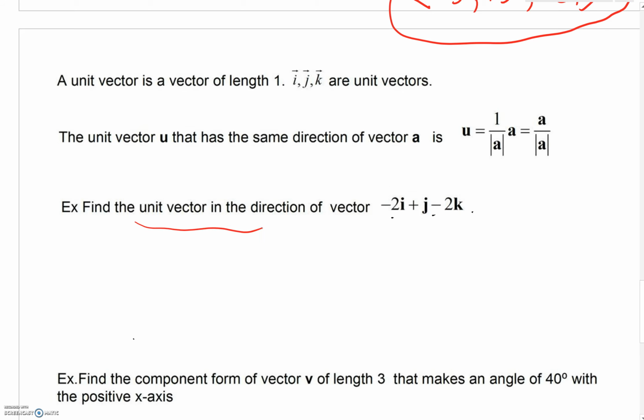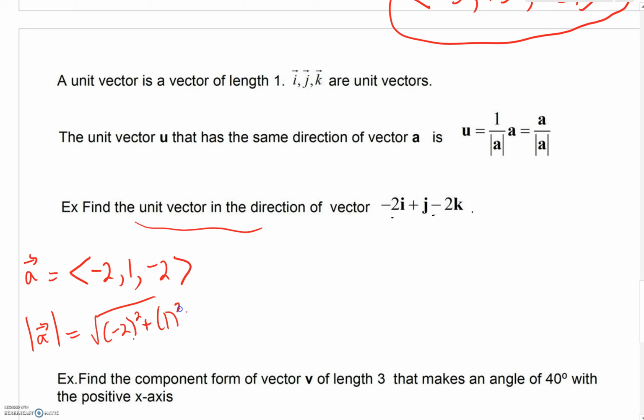Find the unit vector in this direction. This is the vector negative 2, 1, and negative 2 in components, right? And let's just say that I call this vector A. Well, what's the length of vector A? It's not a unit vector. I think we can all agree on that quickly.